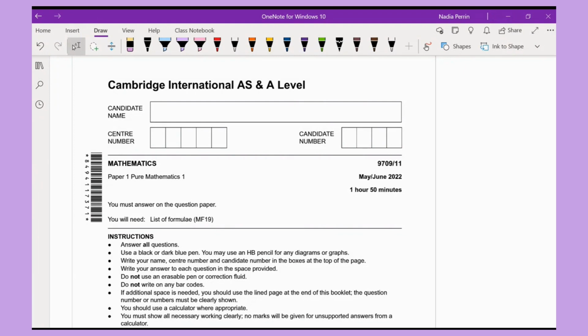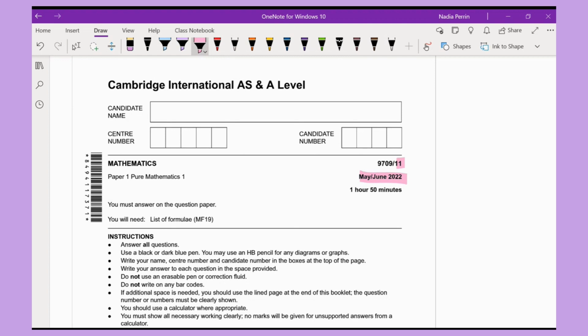So we're looking at doing a whole lot of tutorials that go through past papers question by question so that you can figure out how to complete each question. So today we are starting off with a 2022 paper from the May-June series, and we're specifically looking at paper 11. So AS Mathematics, Pure Mathematics 1.